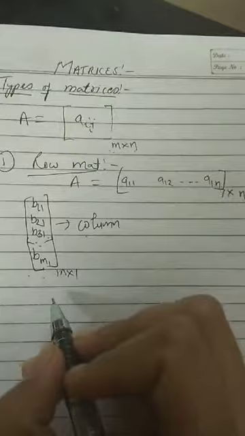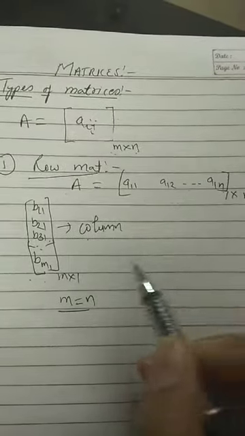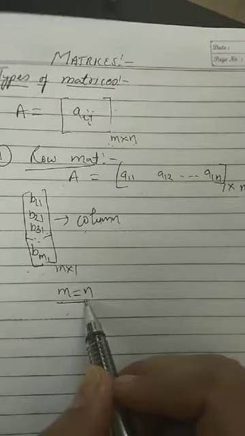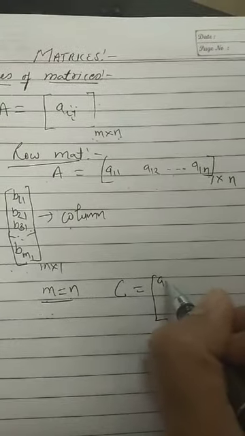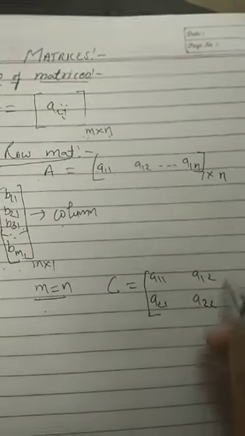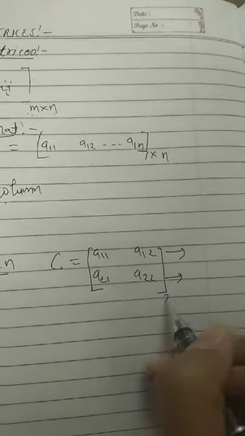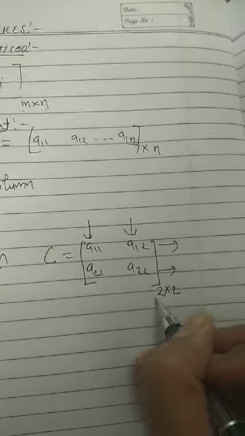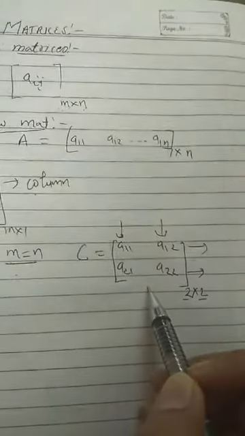And what will happen if length is equal to breadth? In other words, in the matrices part, what will happen if the number of rows is equal to the number of columns? Consider this matrix: it has A11, A12, then A21, A22. How many rows are there? This is the first row, this is the second row, so two rows. And how many columns? One column and two columns, so two columns. Now the number of rows and number of columns are equal. It means this matrix has now become a square.